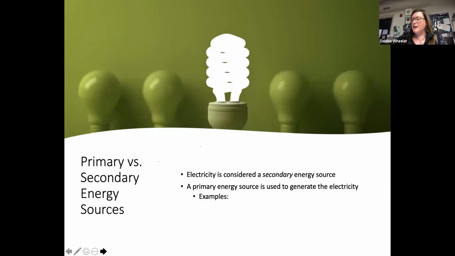Awesome. I wanted to throw in a couple of other pieces of information that you might see on the exam. Electricity is considered a secondary energy source. A primary energy source is used to generate the electricity. Can you type in the chat room some examples of sources used to generate electricity? Coal, yep, exactly. Wind, like that wind turbine we just saw. Excellent. Fracking would be how we get natural gas. You could burn natural gas in a turbine to create electricity.